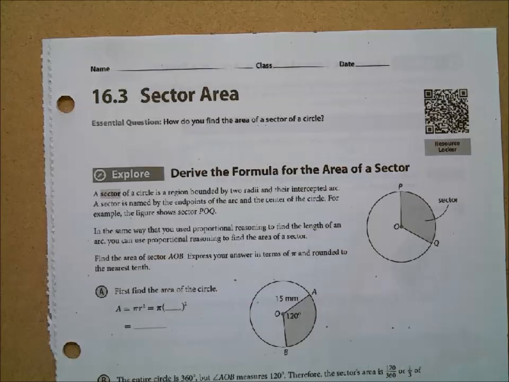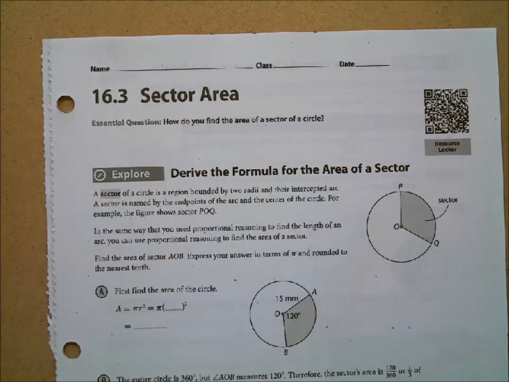In the same way that we use proportional reasoning to find the length of an arc, you can also use proportional reasoning to find the area of a sector. So to find the length of an arc, we did m over 360 times what? The length of an arc is a fraction of the what of the circle? If I wanted to find the length from P around to Q here, that is a fraction of what around the circle? A fraction of the circumference, the distance around the circle.